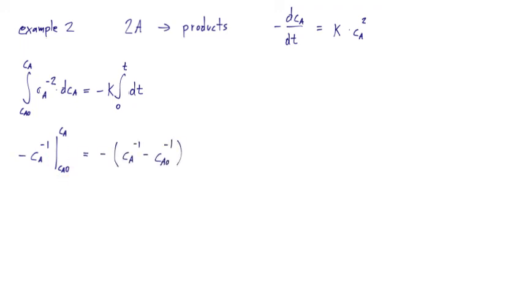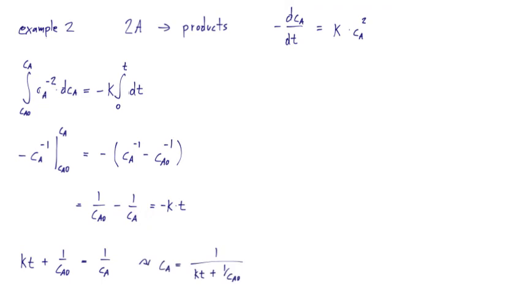And I can write this now with the bounds of the integral plugged in. Ca to the power negative 1 minus Ca naught to the power negative 1. And this, with the negative sign, converts to this expression, equals minus k times t. So rearranging a little more for Ca gives me this expression, and now I obtain an equation that tells me how the concentration of the reactant A should behave over time t, and this is the rate equation, or the integrated rate equation for a second order reaction.